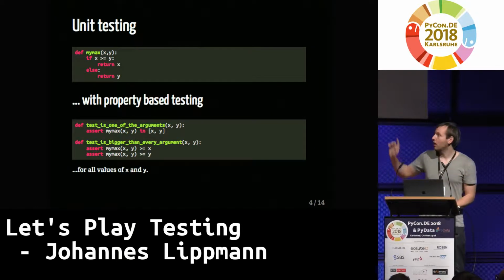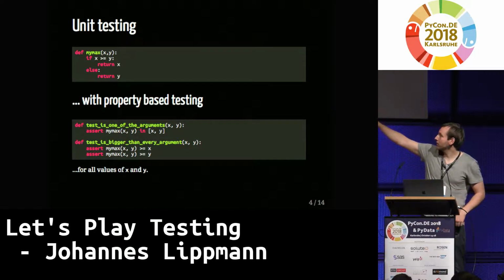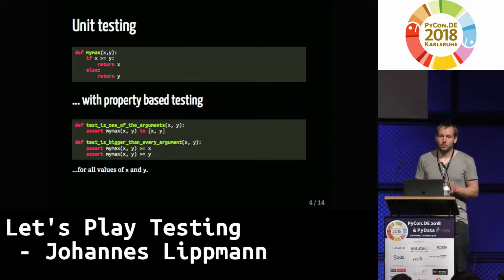And this is how code should be tested. You don't test the output itself, but you test a property of the output. For example, in the first case, you say, if I put some numbers x and y into my function, then I expect the output to be one of those numbers. And in the second case, I expect the output to be bigger or equal than every one of the inputs. So this is what we call property-based testing.